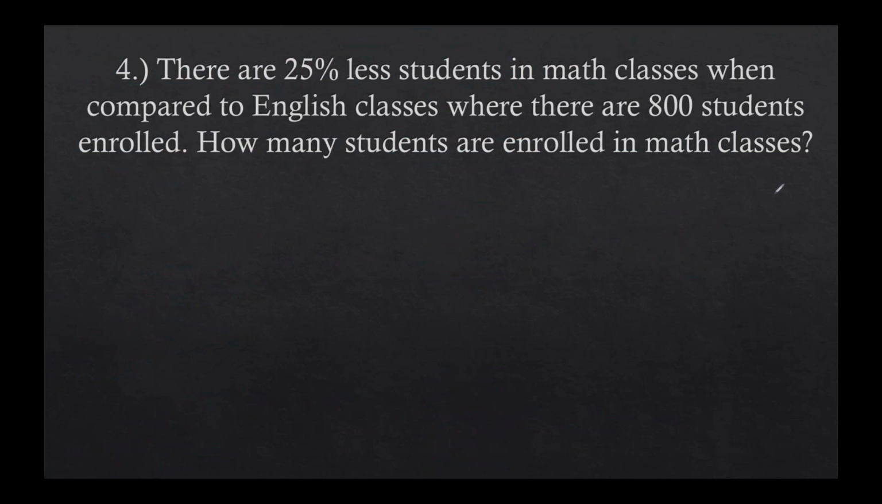Okay, there are 25% less students in math classes when compared to English classes, where there are 800 students enrolled. How many students are enrolled in math classes? So the key is 25% less. What is that going to look like in terms of a ratio if I have 25% less? 75 over 100. Very good. Because less means you take away from the 100. And so 100 minus 25 gives me the 75.